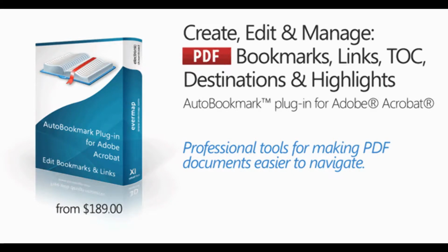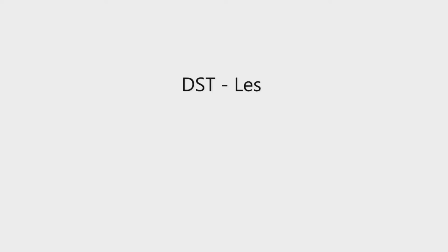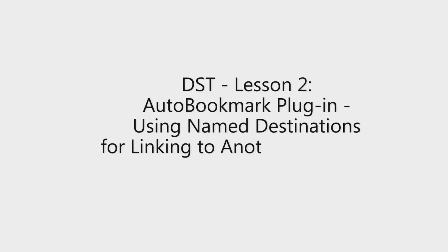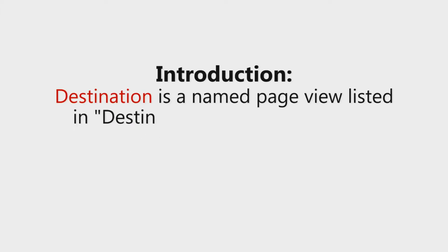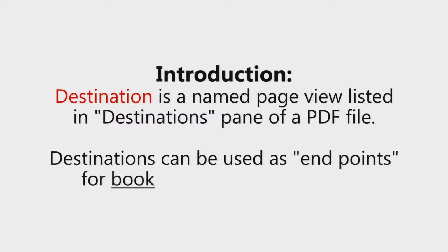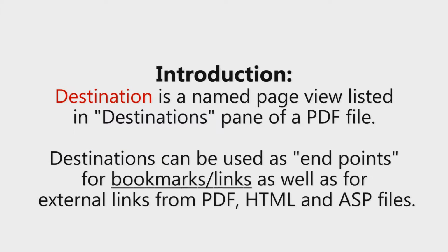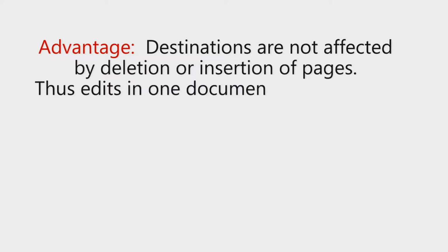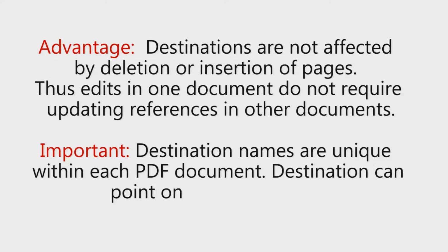In this lesson, we're going to look at using named destinations for linking to other documents within the AutoBookmark plugin. A destination is a named page view listed in the Destinations pane of a PDF file. They can be used as endpoints for bookmarks and links, as well as for external links from PDF, HTML, and ASP files. Advantages would include that they are not affected by deletion or insertion of pages, meaning that editing in one document would not cause a need to update references in other documents.